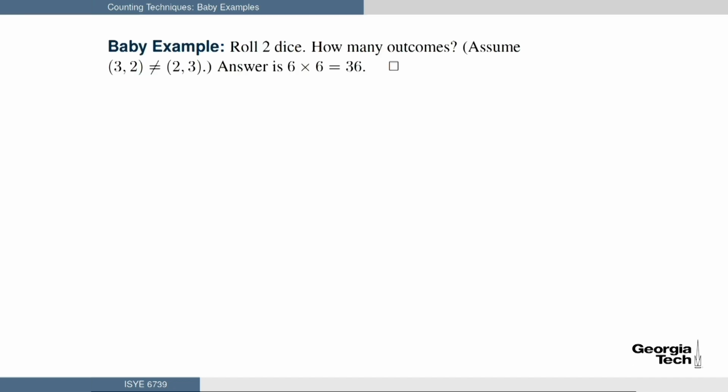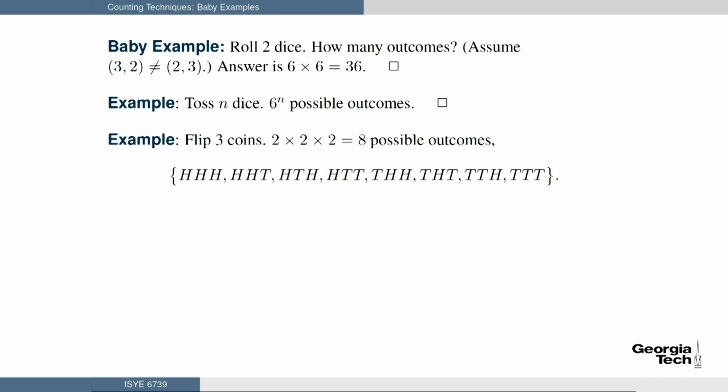As another baby example, let's suppose that I roll 2 dice. How many outcomes can I see? Well, if I care about order, like we did in the previous lesson, so that 3, 2 does not equal 2, 3, then I can see 6 times 6 equals 36 ordered outcomes. So I just multiplied again. 6 times 6 equals 36. We saw that in the last lesson. I can extend that example a little bit by tossing n dice, and then I'll get 6 to the n possible n-tuple outcomes.